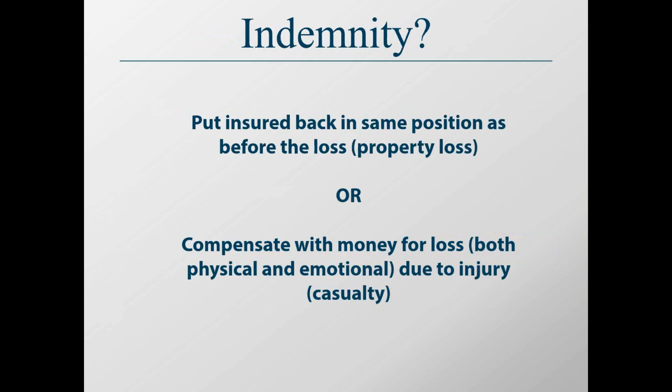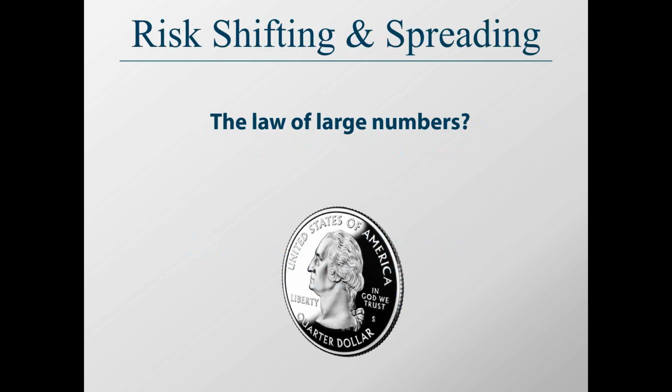And insurance is typically indemnity. We're looking to put somebody back in the same position that they were before or to compensate for some loss that they'd suffered. And this is where this risk shifting and risk spreading, this is where the IRS really focuses a lot of their attention to try to figure out if there is risk shifting and risk spreading.